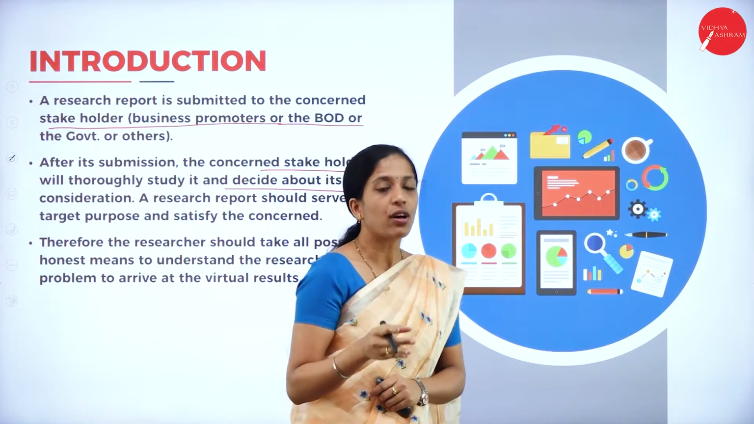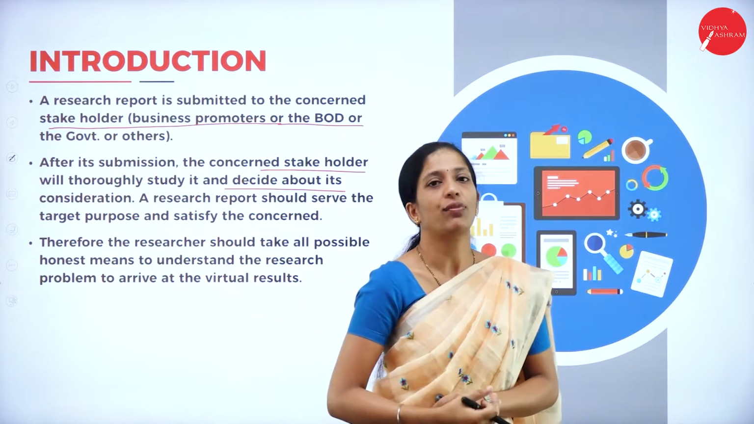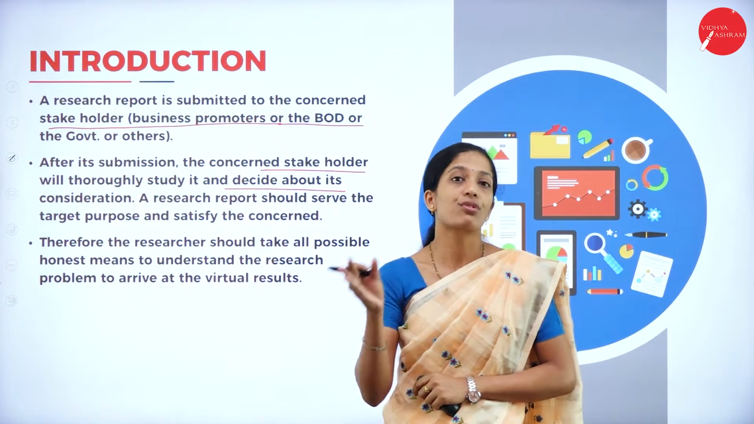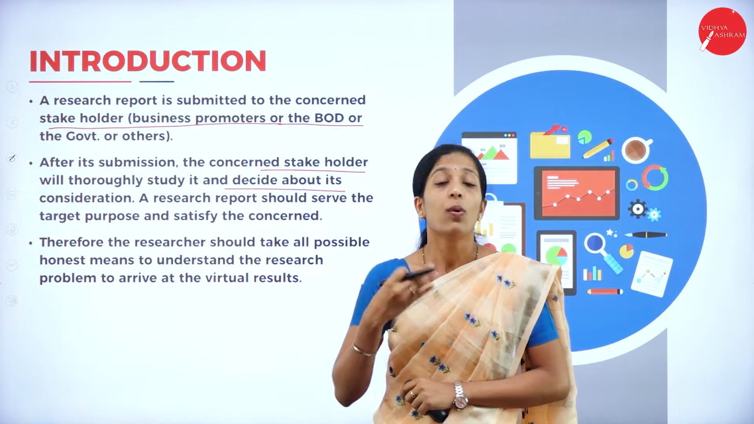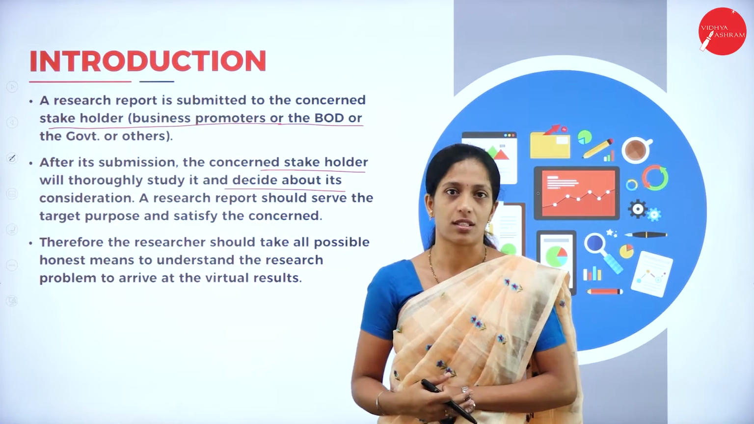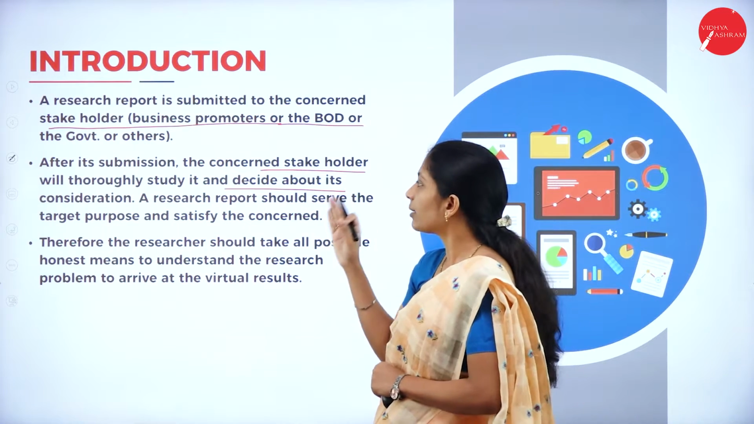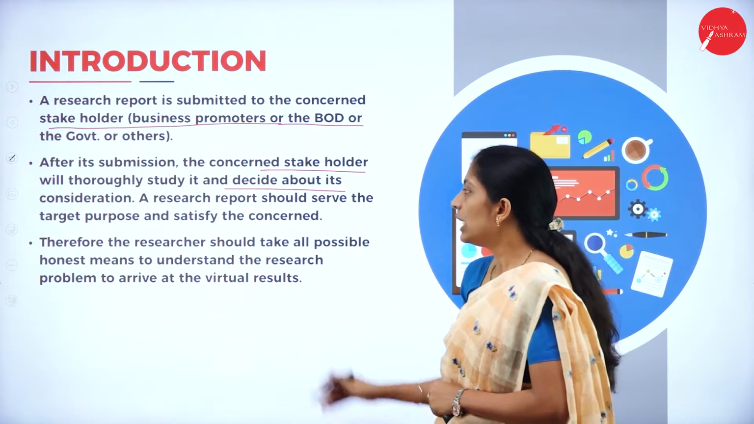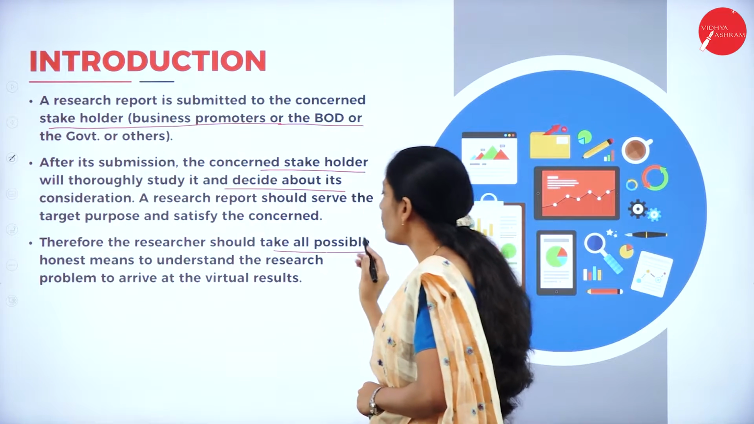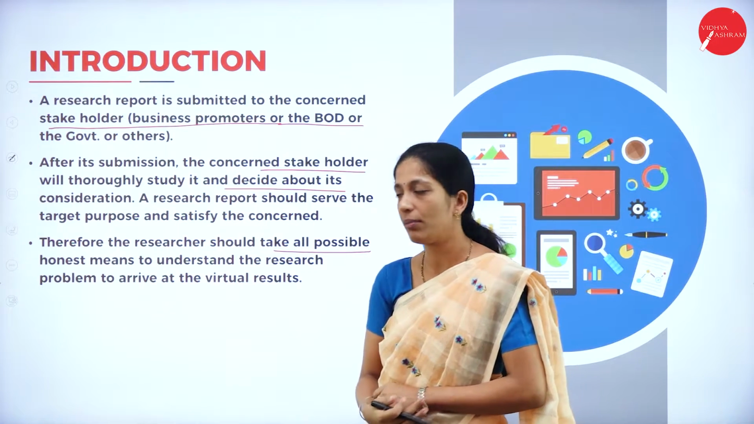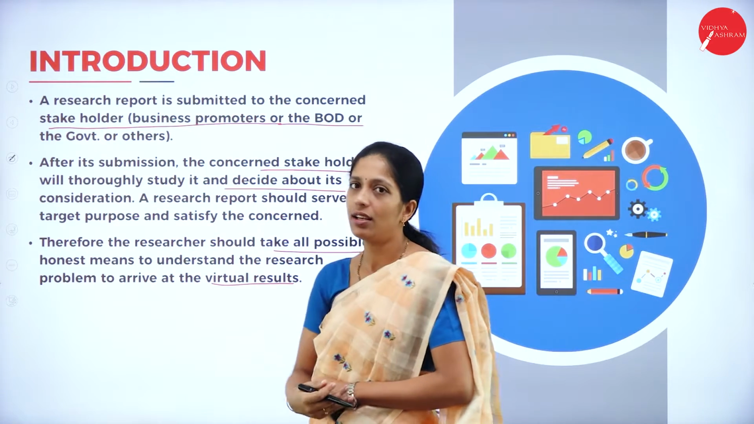Suppose the stakeholder is not satisfied with the research report, then what will he do? He will tell the researcher to change the research report, or tell what considerations have to be taken in order to improve it. That feedback will be given by the stakeholders. Therefore, the researchers should take all possible honest means to understand the research problem and arrive at valid results.